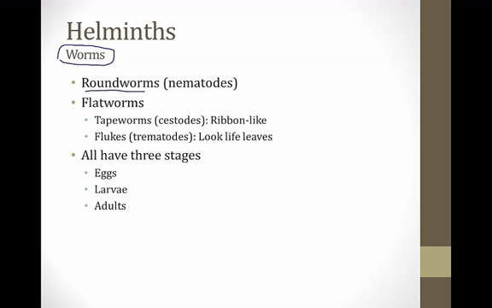The roundworms are the nematodes, and these are worms that are long and stringy, sort of like what you see out in the garden in the dirt. Then there are the flatworms. The tapeworms are called cestodes, and tapeworms look like ribbons. And the flukes are called trematodes, and flukes look sort of like flat leaves. And all of these worms have three stages. They all lay eggs, and then the eggs grow into larvae, and then the larvae can mature into adults.